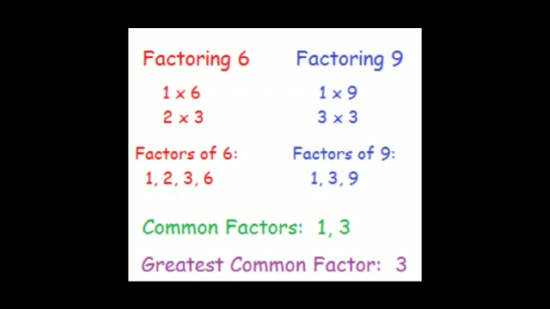Factoring means finding the factors. The process of finding factors is called what? Factoring. Factors of 6: 1 into 6, 2 into 3. Both make 6. So the factors of 6 are 1, 2, 3 and 6. Similarly, factors of 9 are 1, 3 and 9. So, what are the common factors? 1 and 3. From that, what is the highest common factor? No doubt, it is 3.